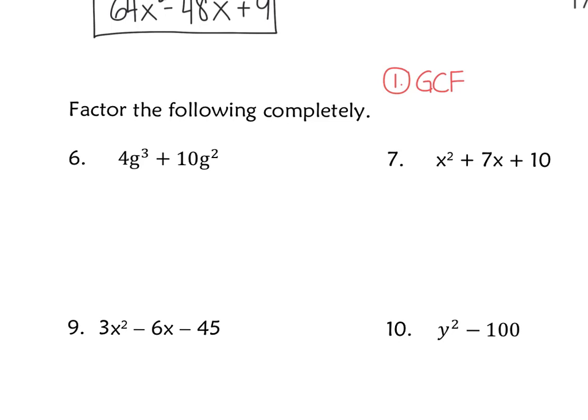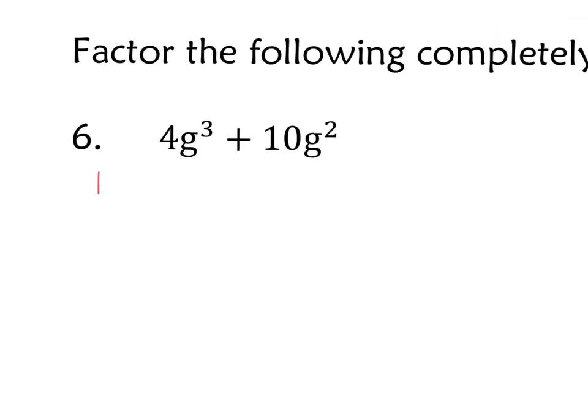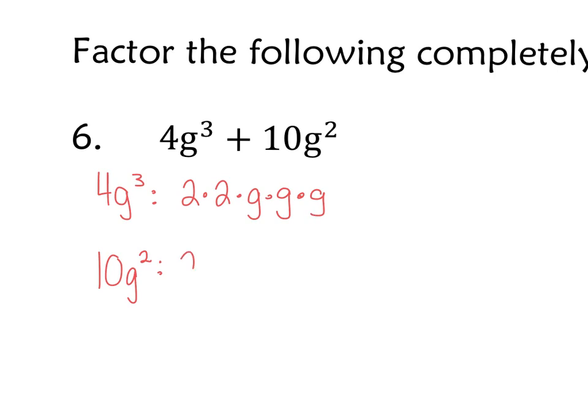What I'm going to do now is prime factorization for both of these just to see where this comes from. I'm not going to do this ever again because this should become second nature to you. But I'm going to rewrite both of these terms in prime form. 4 is going to be 2 times 2. And then if I separate g cubed, I'm going to have g times g times g. For 10, that's going to be 2 times 5, and then 2 g's.